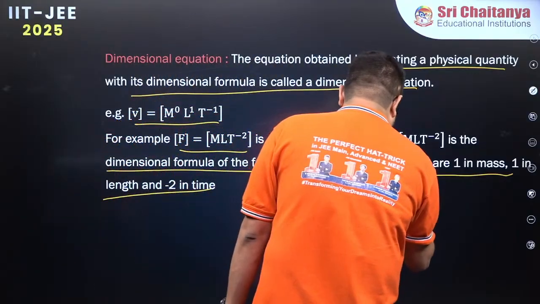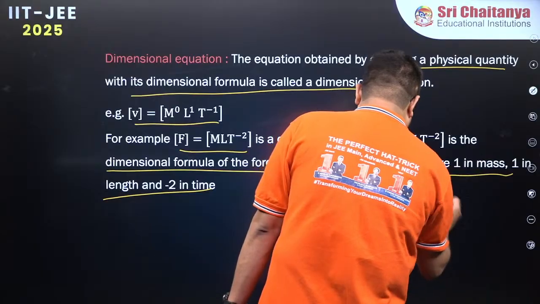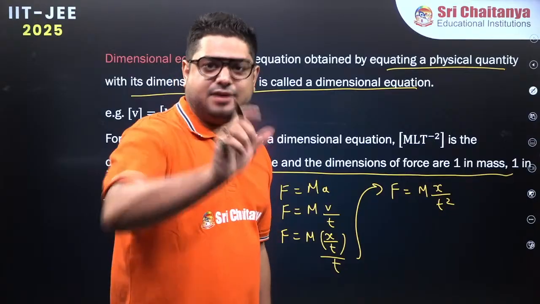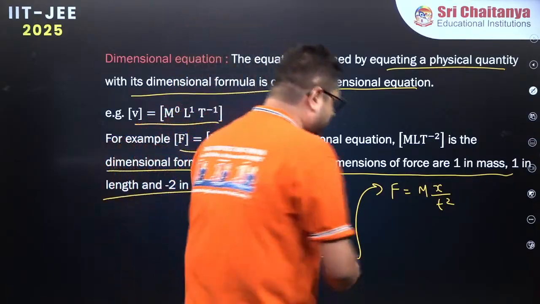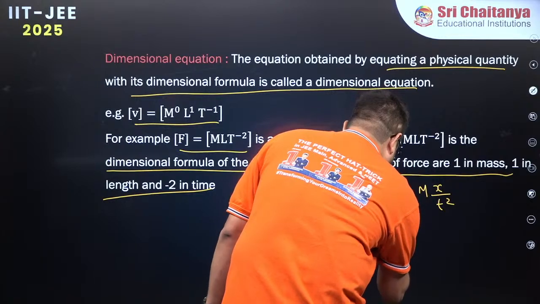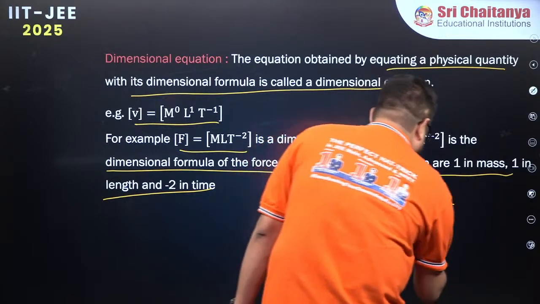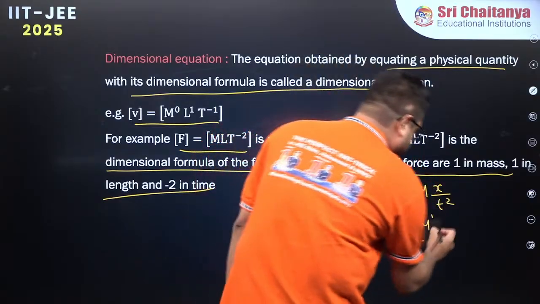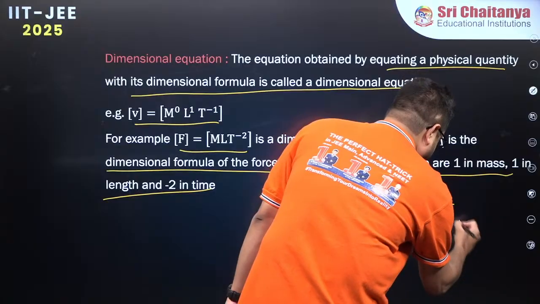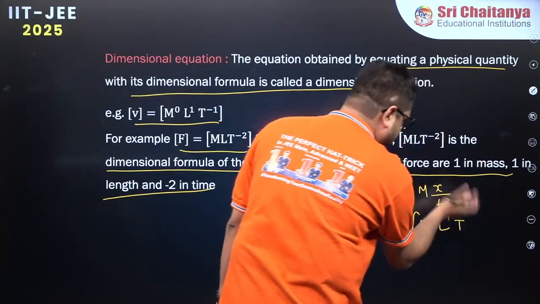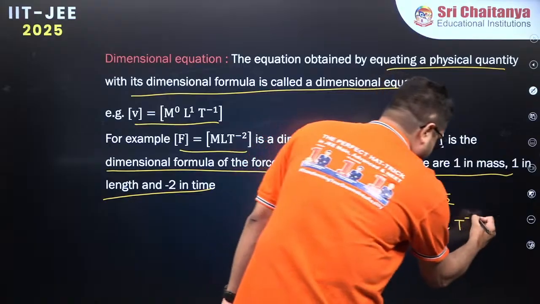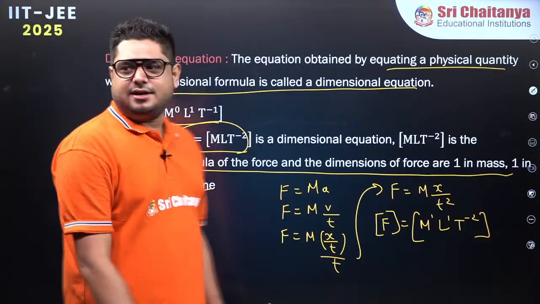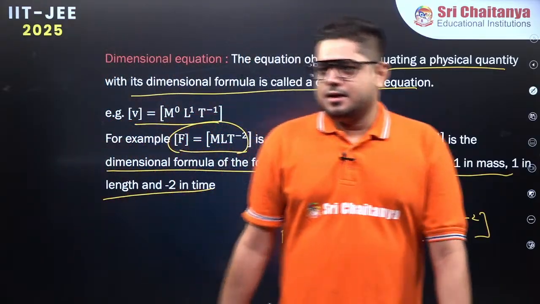So force can be written as what, everyone? You can write it as mass into displacement by time square, isn't it? So if I want to write the dimensional equation of force, how are we supposed to write it? Force is equivalent to M to the power 1 for mass, L to the power 1 for displacement, and for time, it can be brought to the numerator from the denominator, so it is T^-2. So that's how you get MLT^-2. I hope it's clear, everyone.